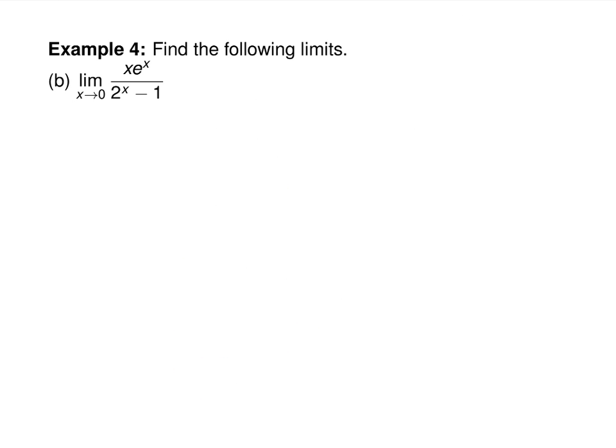Okay. So is this currently a 0 over 0 limit, or infinity over infinity? I think it's 0 over 0, because you've got 0 times e to the 0, that's 0. And then 2 to the 0 is 1, and 1 minus 1 makes 0. So this is a 0 over 0 guy. What rule do you have to use to differentiate the numerator? Product, yep. So tell me what its derivative will be.